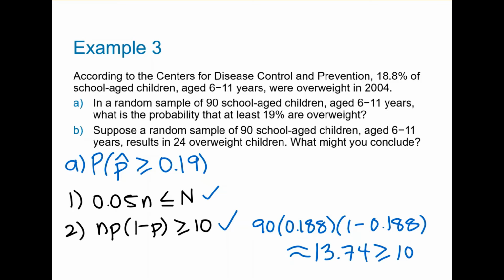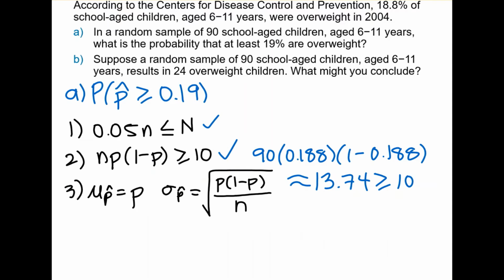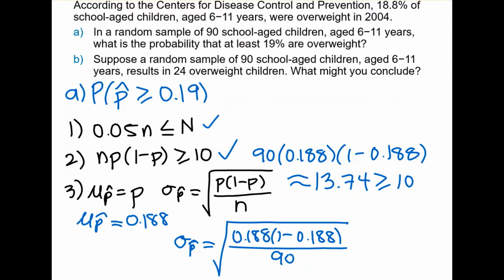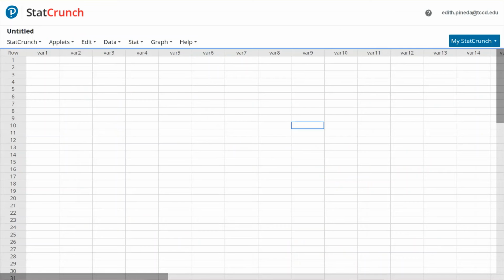Now we can compute mu and sigma of p-hat. Mu of p-hat is equal to the population proportion, which is 18.8%, or 0.188. Now let's compute the standard deviation. p is 0.188, and n, the sample size, is 90. Type this in your calculator and round to 4 decimal places, and we get approximately 0.0412. I recommend that you draw a sketch, and now let's go to StatCrunch.